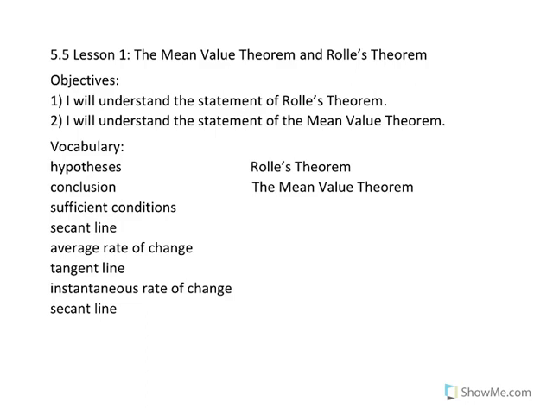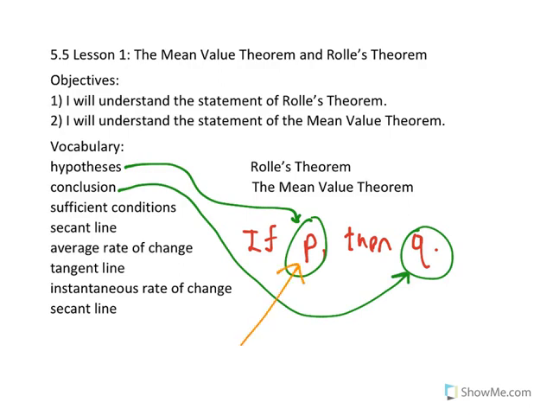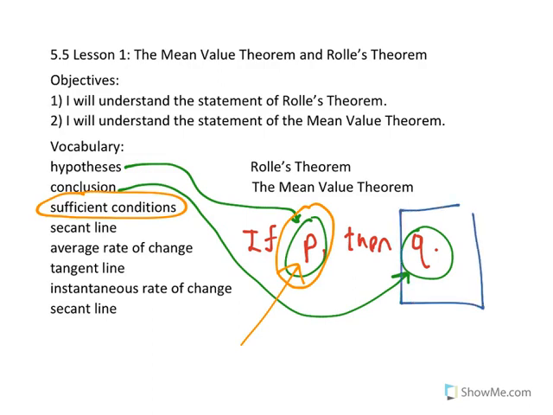When we're talking about a conditional statement, if P, then Q, what we have here, that's called the hypothesis, and what we have here is called the conclusion of the conditional statement. What exactly does this conditional statement mean? It means that when these conditions are satisfied, it is sufficient for you to know that the conclusion must be true.